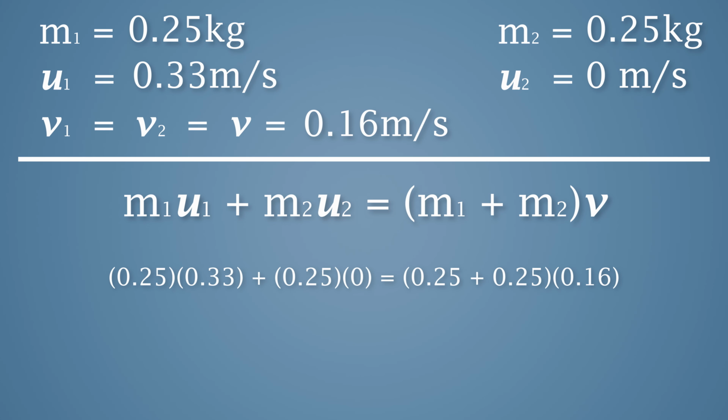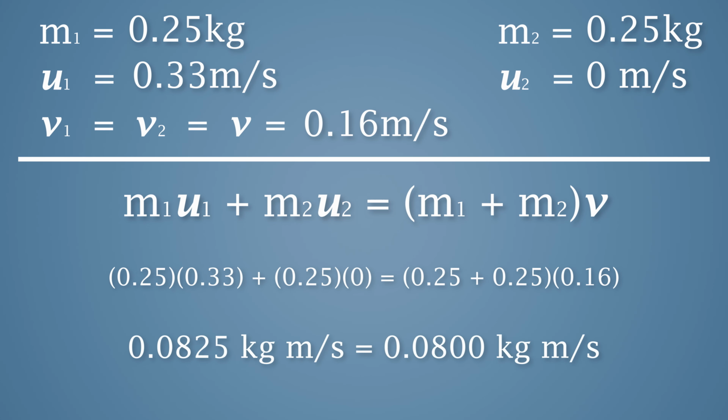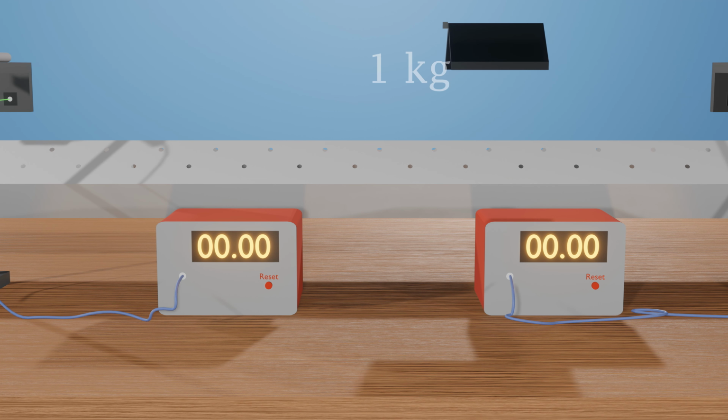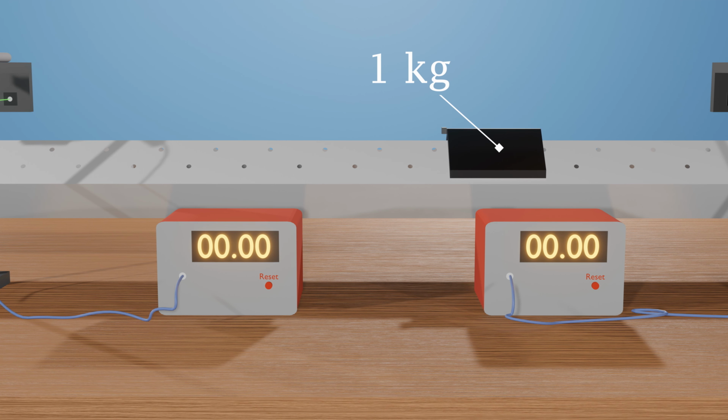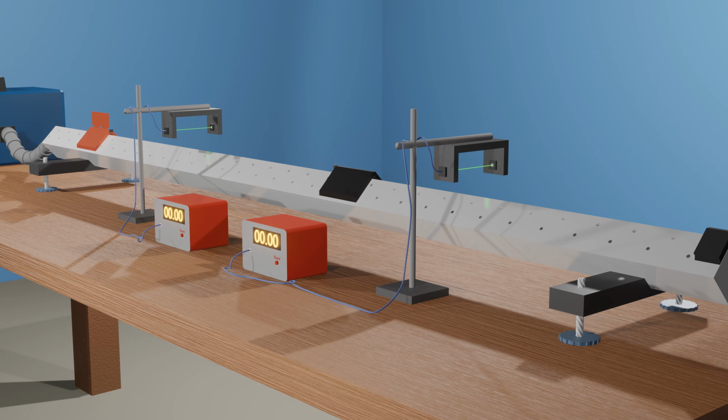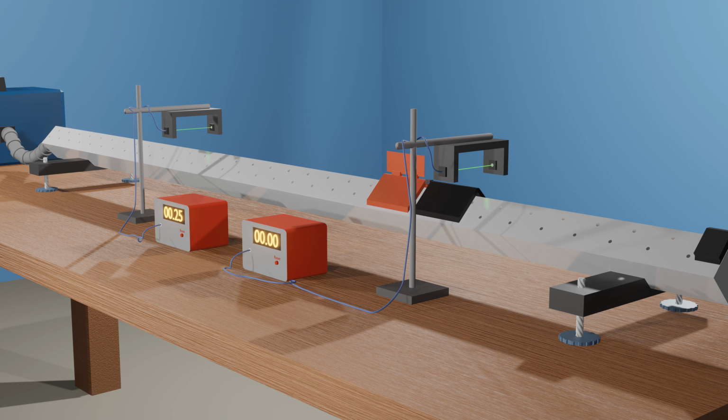Solving both sides of the equation, we get nearly identical values. The difference in values could be due to a number of reasons, such as friction on the track or due to rounding errors. For our next experiment, we'll place rider 2 with a 1 kg rider. This time we can see after the collision they move together much slower.